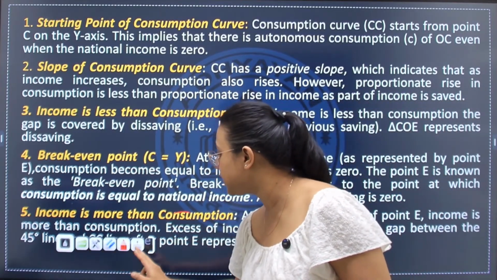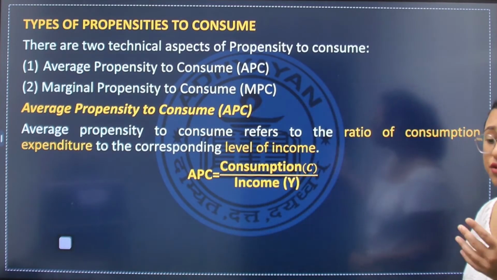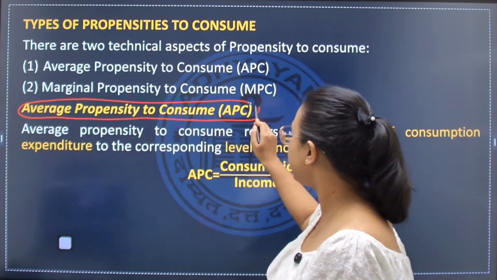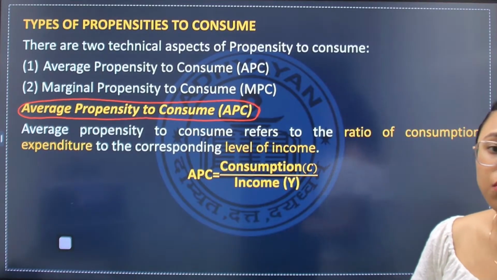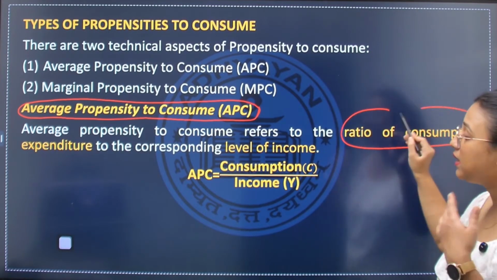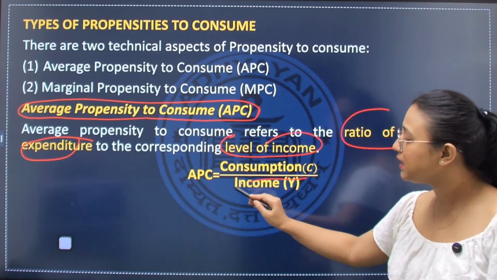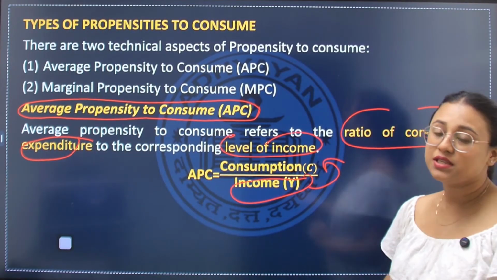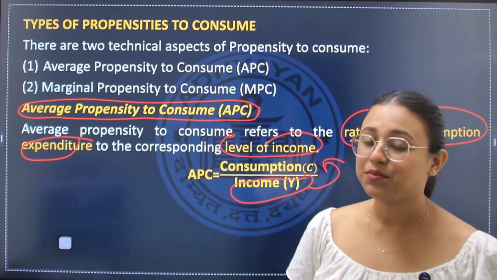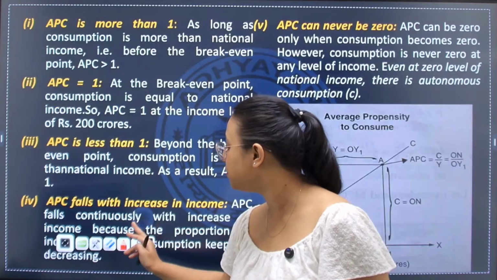We will move to the next slide where we will understand the two propensities to consume. So there are two propensities to consume. One is the average propensity to consume, or APC. What is APC? APC refers to the ratio of consumption expenditure to income. That is, out of the total income, how much you spend on consumption is referred to as the average propensity to consume.